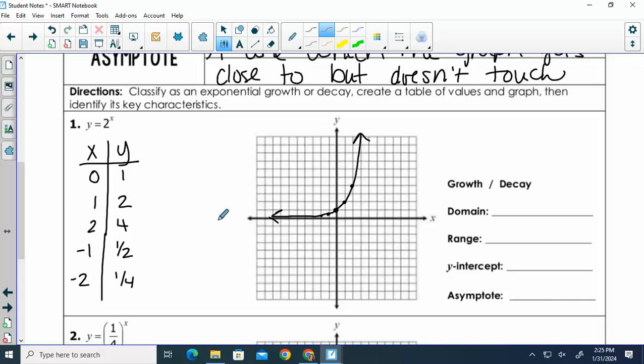The x-axis is what's called an asymptote there. I could even draw that as kind of a dashed line just to show you we're getting close to that, but we're never going to hit it. We're never going to cross it. That's as close as we get. So is this one growth or decay?